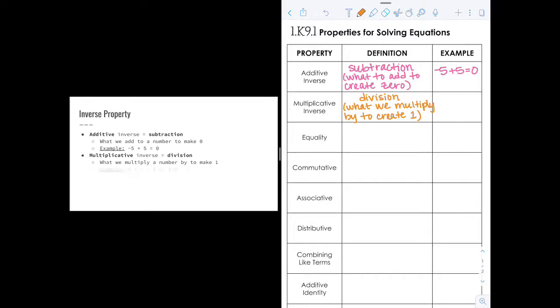Okay, so an example of this could be 5 divided by 5 gives me 1. You may also see this written a similar way as 5 times 1/5. That is also equal to 1, and those are equivalent.